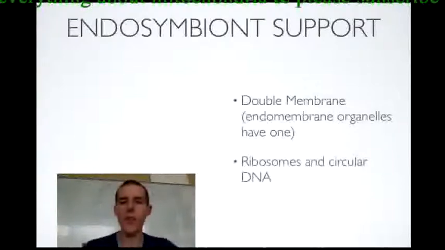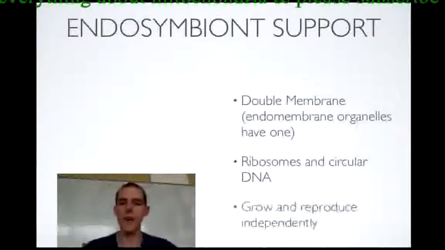Also, chloroplasts and mitochondria have ribosomes and circular DNA. So this means that they've got their own genetic material that is separate from the genetic material of the rest of the cell. And finally, these guys have the ability to grow and reproduce independently. All of the other organelles rely on information from the DNA when the cell is going to split. Mitochondria and chloroplasts can do their own thing when it comes to reproduction.